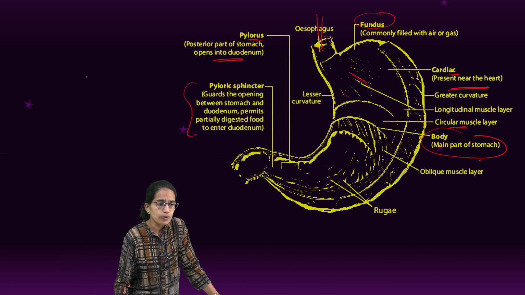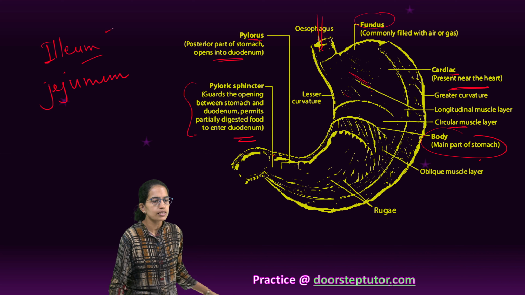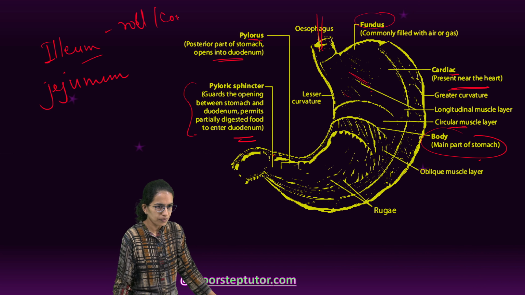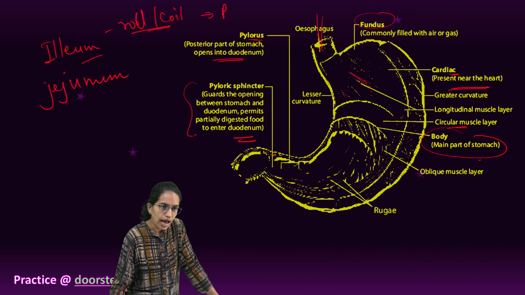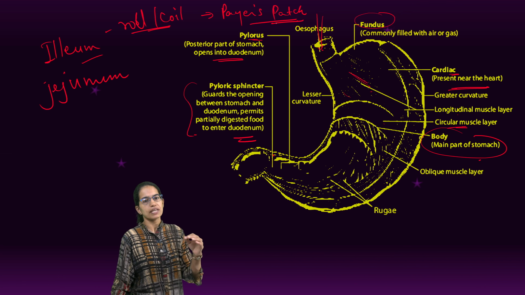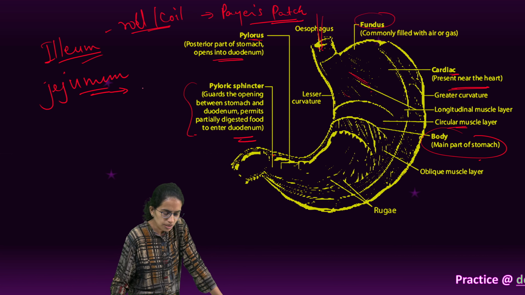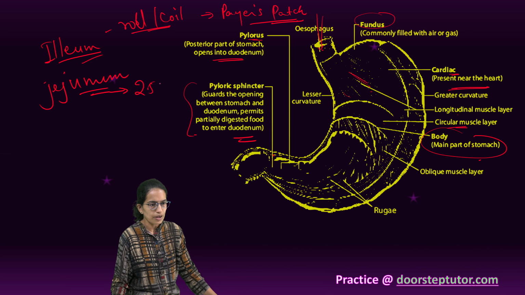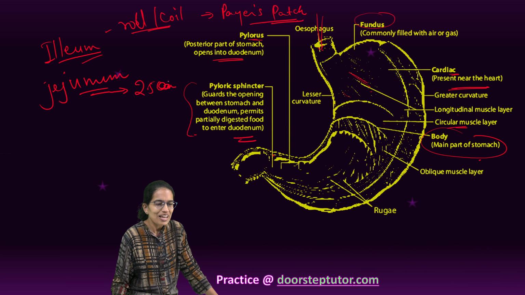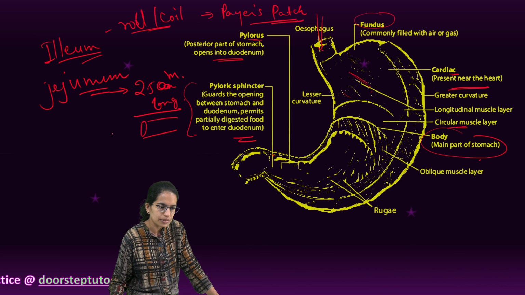Now, talking about the next, the small intestine. The small intestine has 3 components: ileum, jejunum, and duodenum. The ileum is of a roll or coil shape, and this has Peyer's patch. That's an important MCQ question. Peyer's patch is present in the ileum, right? The next part is the jejunum. The jejunum is relatively 2.5 meters long and has a diameter of around 4 centimeters.